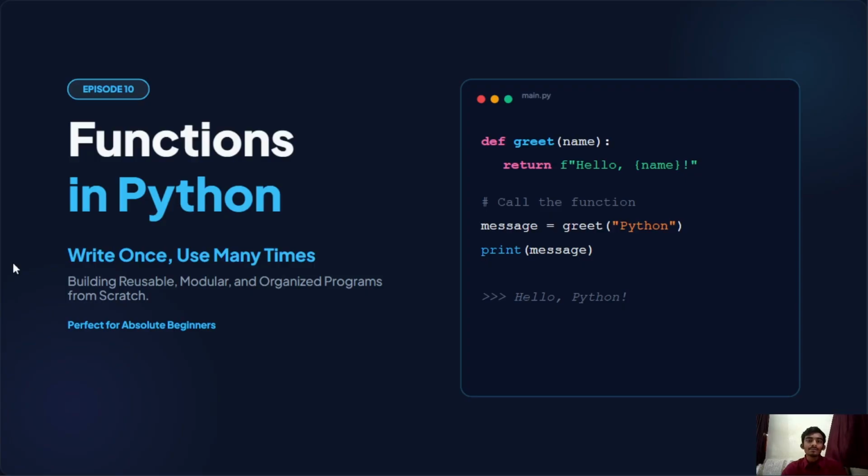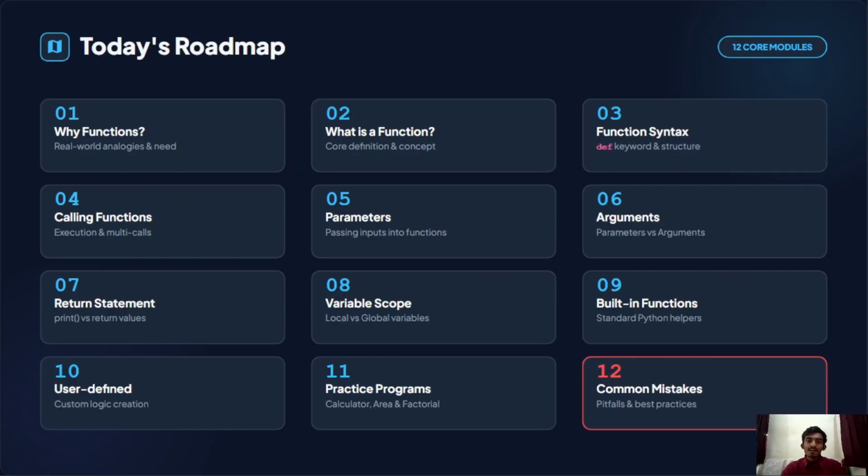So let's begin. Here is today's lesson plan. We will begin with understanding why functions are needed. Then we will understand what a function actually is. After that, we will go through the syntax of a function. Then we will learn how to call them, how parameters and arguments work, how the return value works, the difference between local and global variables, and the useful built-in functions. And finally, we will create our own user-defined functions through practical programs.